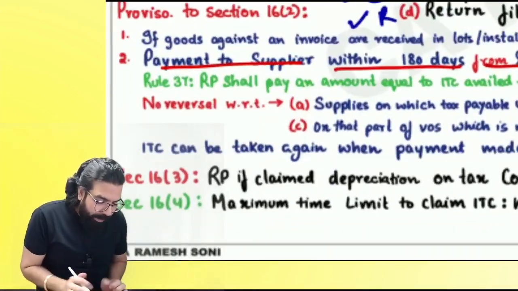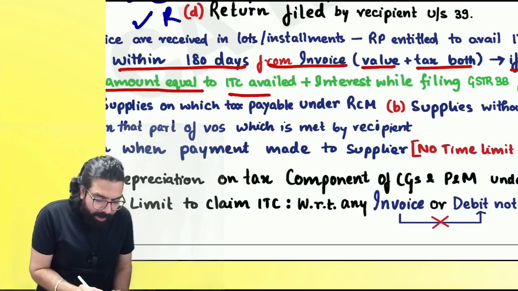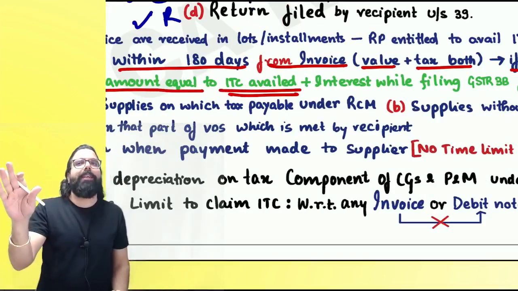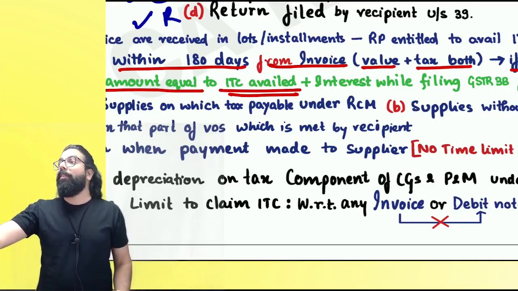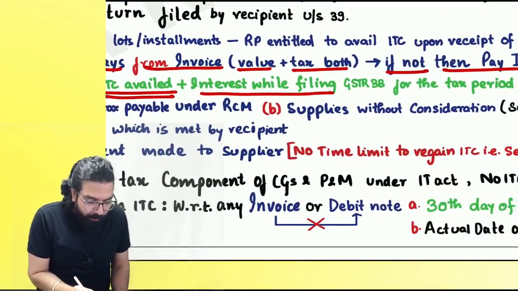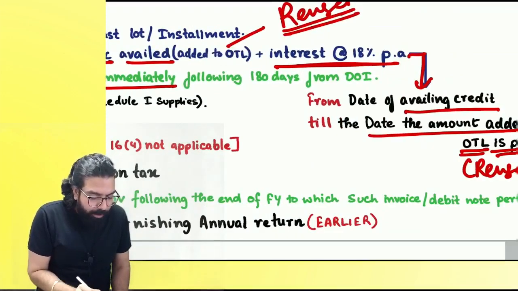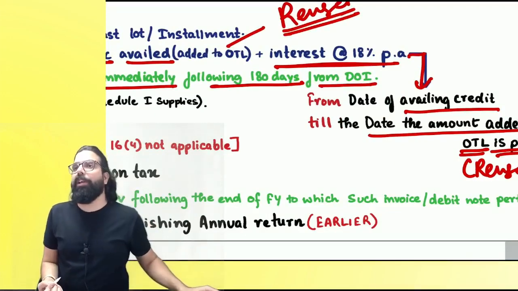Everyone over here now. It says a registered person shall pay an amount equal to the ITC availed, plus interest, when filing the GSTR 3B for the tax period immediately following 180 days from the date of invoice. Whatever ITC is availed, you can reverse it if you have not utilized it. Otherwise, you have to pay interest also. Are we all clear till here?